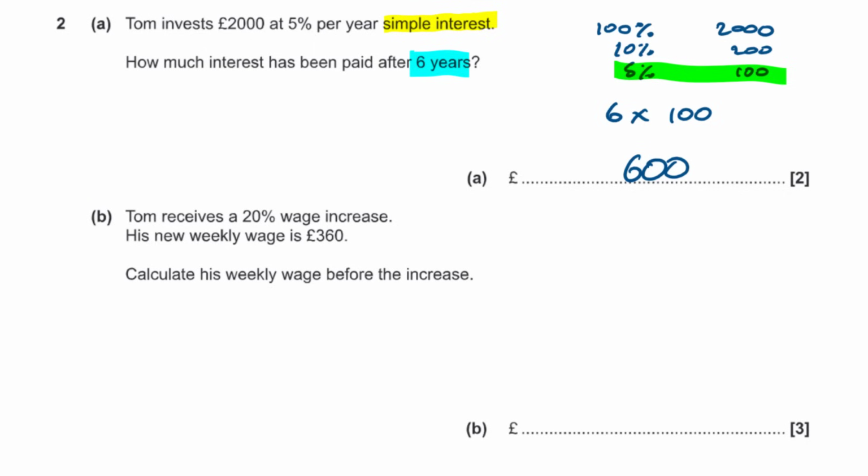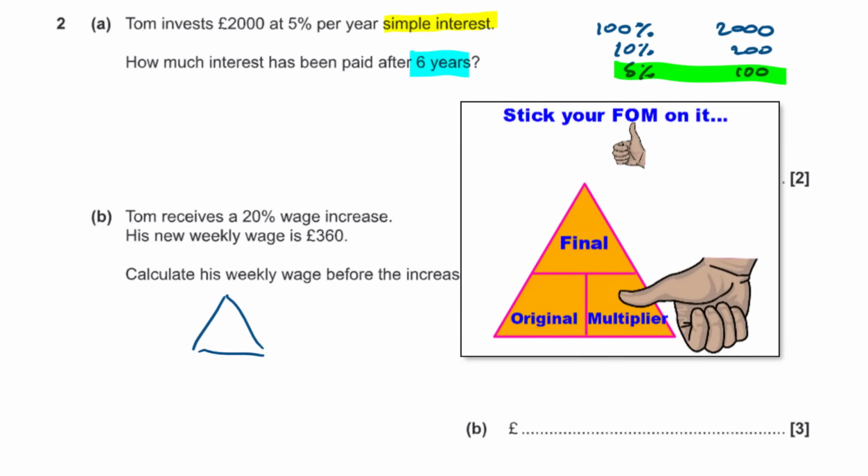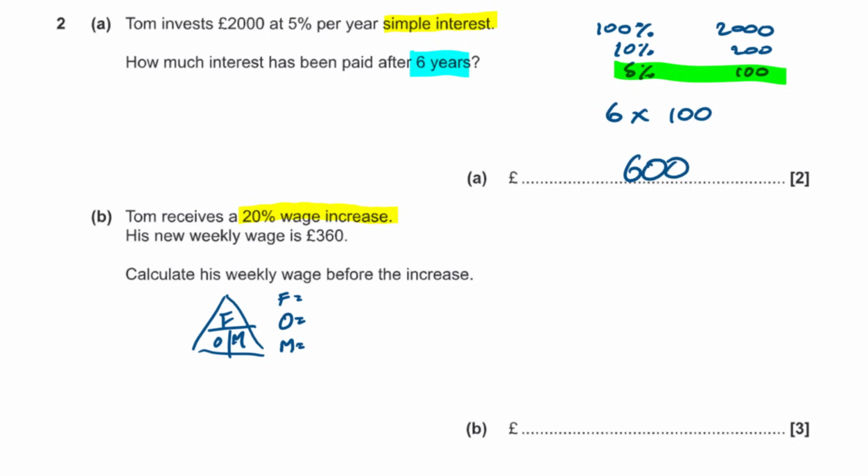With percentage questions I often do these FOM triangles, just to keep track of what I have to multiply or divide by what. F stands for final, O stands for original, M stands for multiplier. You can apply it to all sorts of percentage questions. So then we just need to work out which is which. He receives a 20% wage increase. His new weekly wage is 360. We want to work out his weekly wage before.